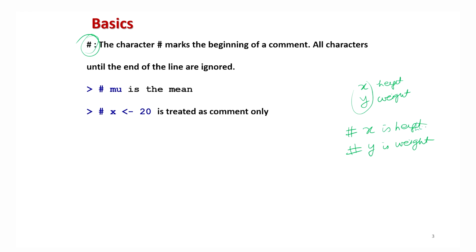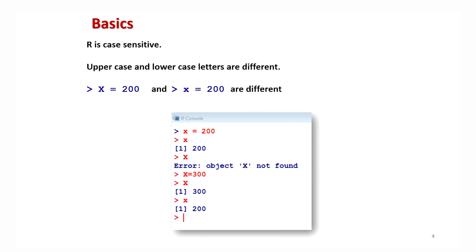So, now the advantage will be when you are trying to write it on the R software, then R will not execute anything on it. As soon as R finds that the first letter is hash, then it will treat it as a comment. For example, if I write down here hash mu is the mean, hash x equal to 20, it is treated as comment only. So, this hash sign is written at the first place, and then R will not execute anything. Another very important thing, R is case sensitive.